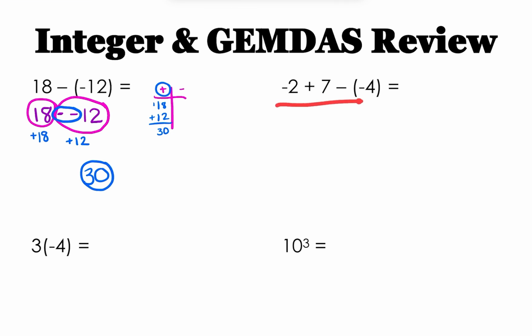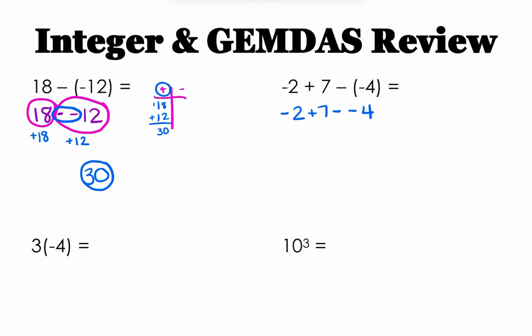All right, now we're moving on to this one right here. Now we have a triplet. We have three things. So let's read this. We would read negative 2 plus 7 minus negative 4. Again, that is a minus negative 4. It's not multiplication, so I'm going to rewrite it: negative 2 plus 7 minus negative 4. That is not multiplication, it's a minus.